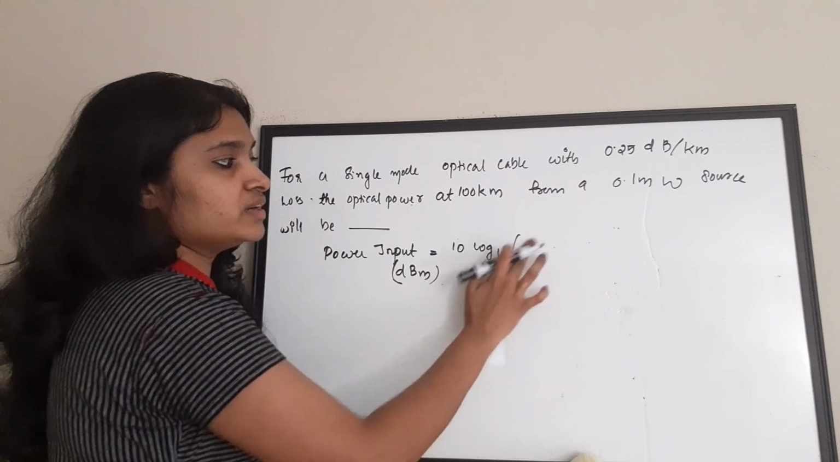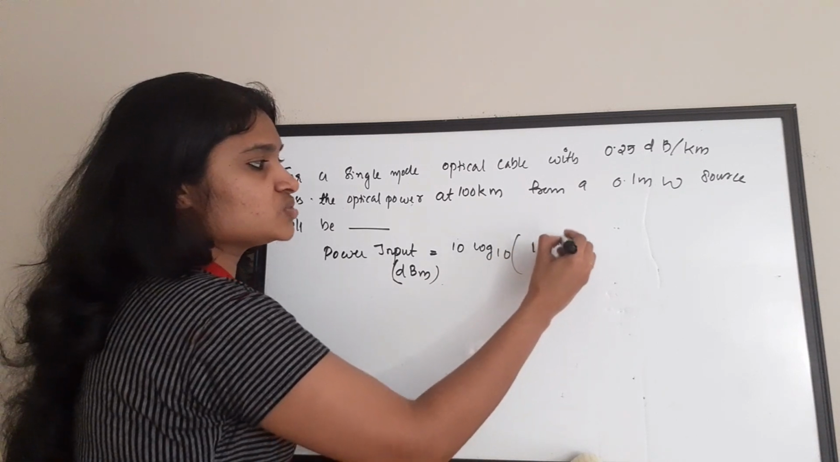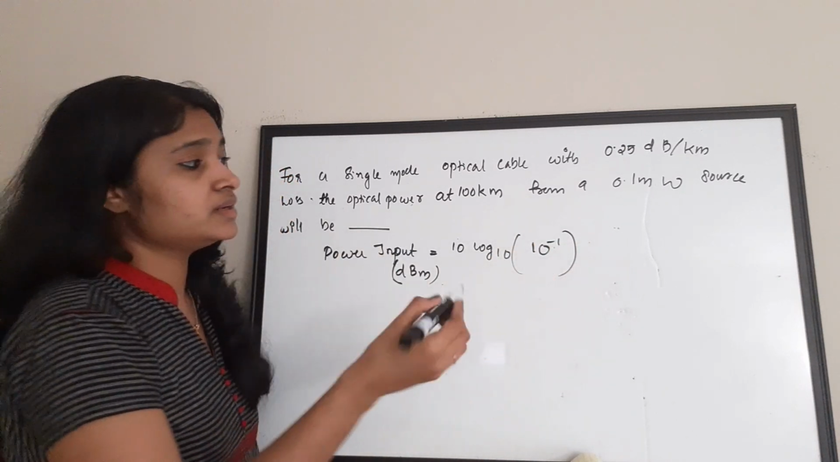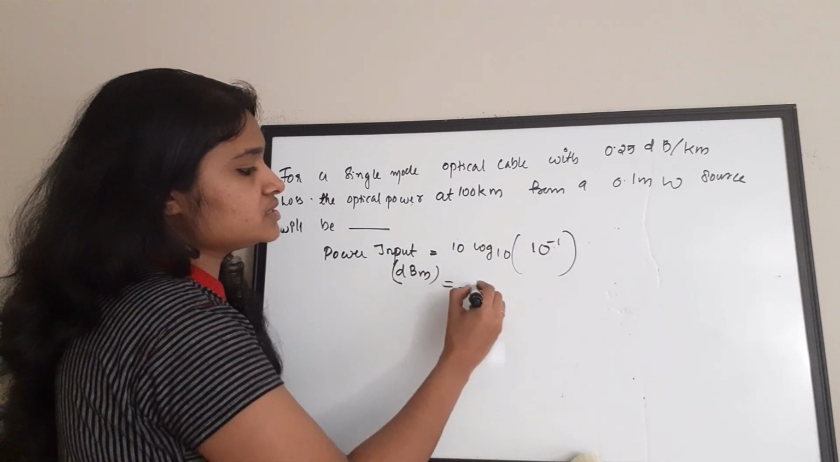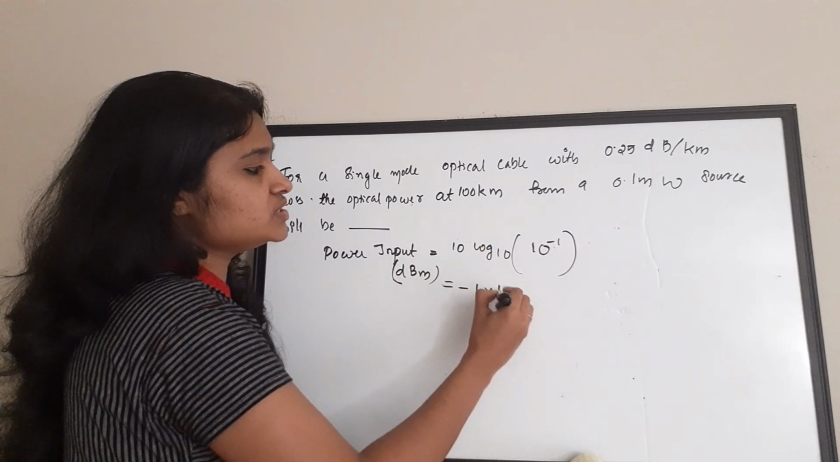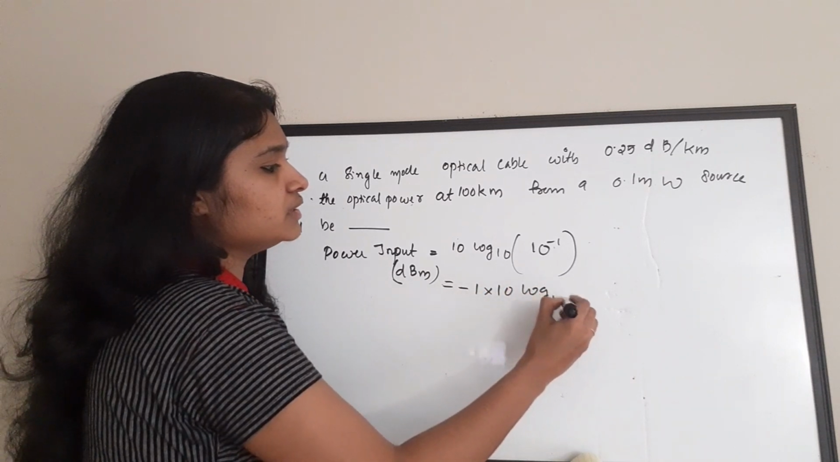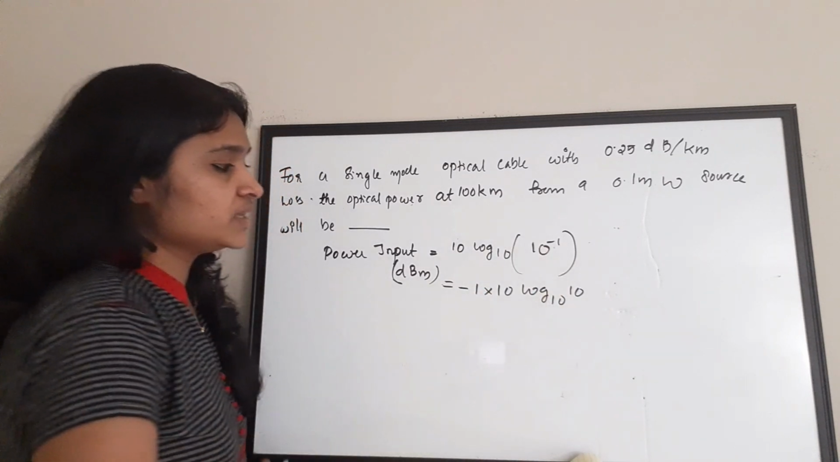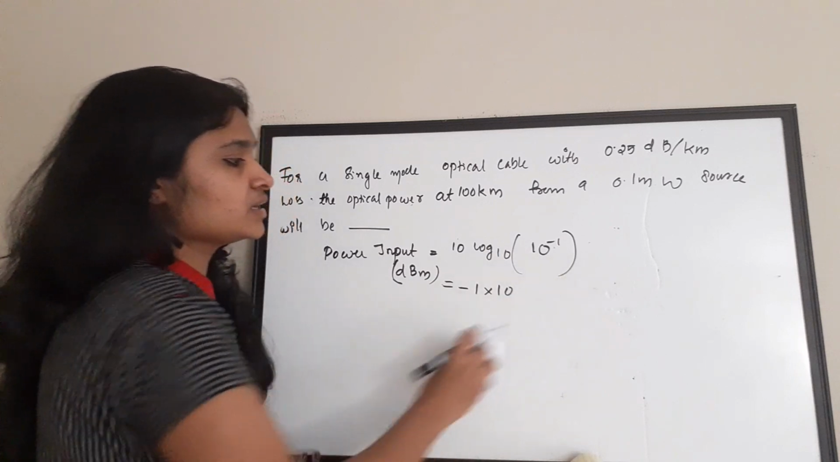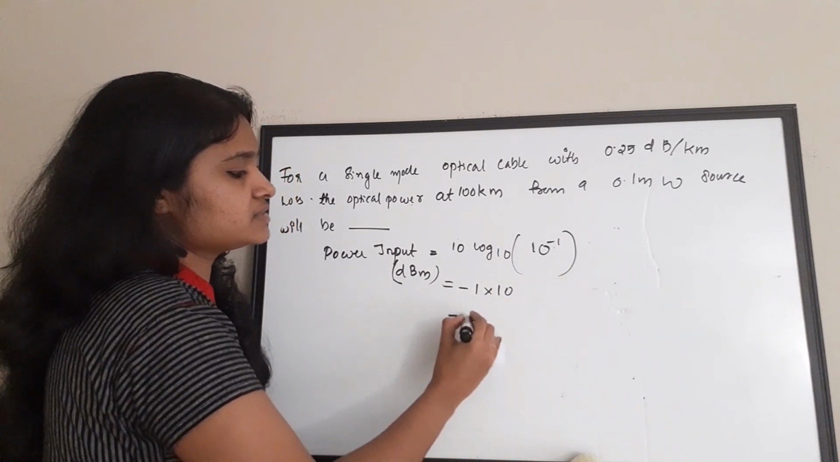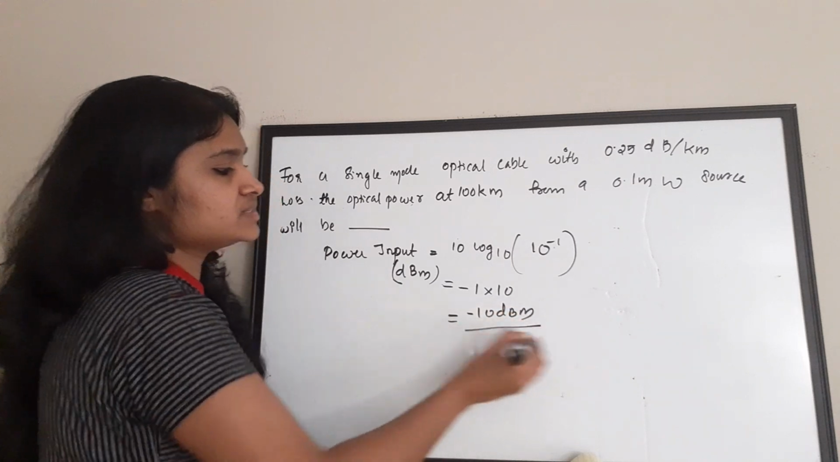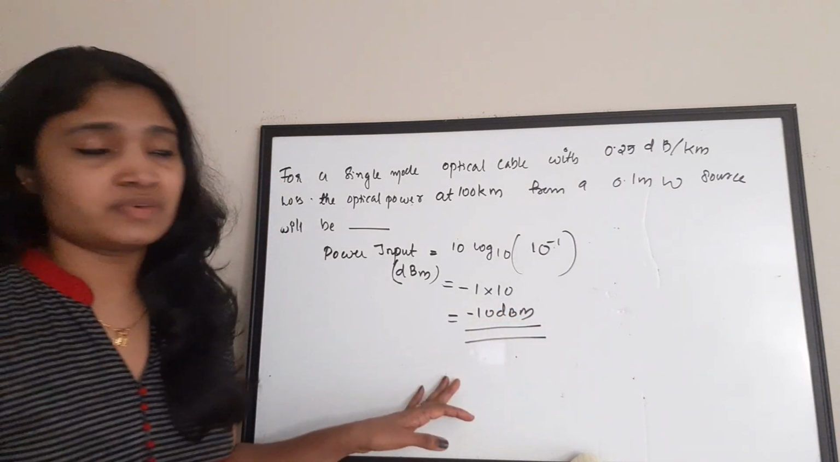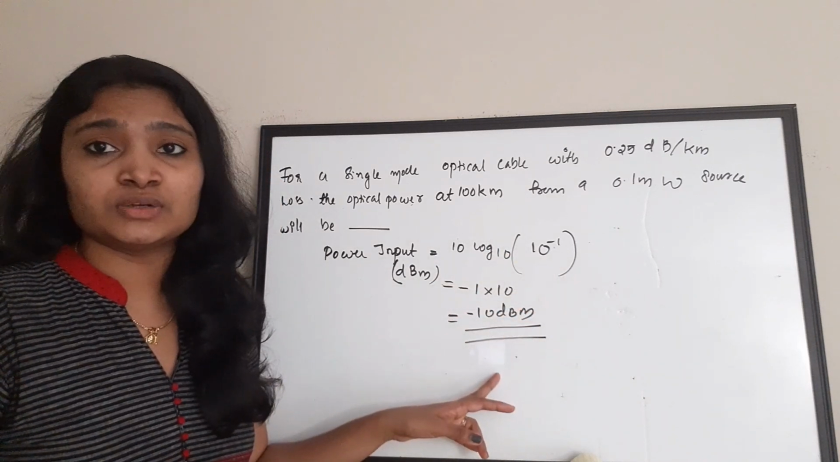There is only 0.1, you can write it as 10 raised to minus 1, right? 0.1 can be written as 10 raised to minus 1. So it will be minus 1 into 10 log 10, 10. Okay, it will be minus 10. The answer is minus 10 dBm is the value of input power. I hope this conversion is clear to everyone.